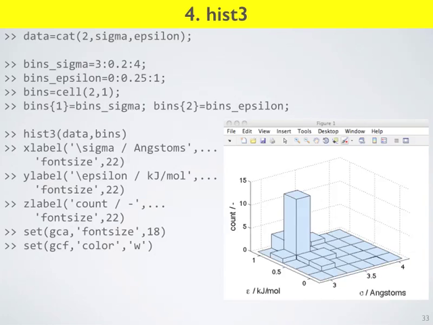I'm going to define my sigma bins, define my epsilon bins, stick the bins in this cell array, so don't worry too much about this. You can look up what a cell array is just by looking up the MATLAB help, or you can just use this and not worry too much about it. And then you can do hist3 data and the bins.